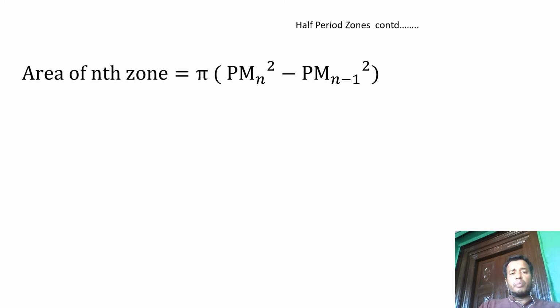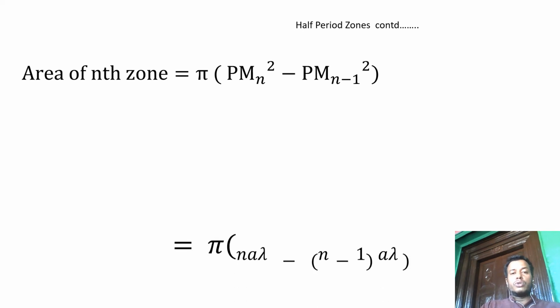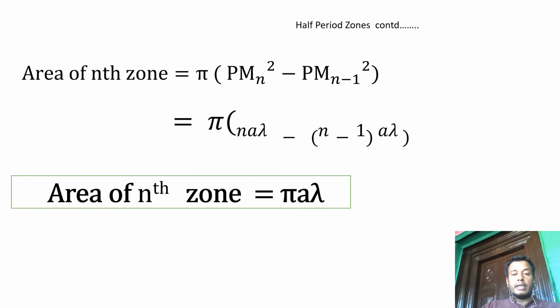ಹಾಗಾಗಿ ಸೊ ಪೈ ಈಕ್ವಲ್ ಟು ಪೈ PMn ಸ್ಕ್ವೇರ್ ಮೈನಸ್ ಪೈ PMn minus 1 ಸ್ಕ್ವೇರ್. n ತೆಗೆದುಕೊಂಡಾಗ ಯೂಶಲಿ ರೇಡಿಯಸ್ ಗೊತ್ತೇ ಇದೆ, PMn ಅನ್ನುವಂಥದ್ದು ಸ್ಕ್ವೇರ್ ರೂಟ್ ಆಫ್ ಎನ್ ಎ ಲ್ಯಾಂಬ್ಡಾ, ಸ್ಕ್ವೇರ್ ಇರೋದ್ರಿಂದ ಸ್ಕ್ವೇರ್ ರೂಟ್ ಹೋಯ್ತು. ಸೊ ಮೈನಸ್ PMn minus 1 ಅಂತ ಇರೋದ್ರಿಂದ ಸ್ಕ್ವೇರ್ ರೂಟ್ ಆಫ್ ಎನ್ ಮೈನಸ್ 1 ಎ ಲ್ಯಾಂಬ್ಡಾ, ಸ್ಕ್ವೇರ್ ಇರೋದ್ರಿಂದ ಹೋಯ್ತು, ಎನ್ ಮೈನಸ್ 1 ಇಂಟು ಎ ಲ್ಯಾಂಬ್ಡಾ ಆಯಿತು. ಸೊ ಹಾಗಾಗಿ ಇಲ್ಲಿ ಪೈ ಎನ್ ಎ ಮೈನಸ್ ಎನ್ ಮೈನಸ್ 1 ಅಂತ ಇರೋದ್ರಿಂದ ಎನ್ ಎ ಕ್ಯಾನ್ಸಲ್ ಆಯಿತು, ಉಳಿದಿರುವಂಥದ್ದು ಪೈ ಎ ಲ್ಯಾಂಬ್ಡಾ ಮಾತ್ರ. ಹಾಗಾದರೆ ನೀವು ಯಾವುದೇ ಏರಿಯಾ ಆಫ್ ಎನ್ ಝೋನ್ ಅನ್ನು ತೆಗೆದುಕೊಂಡರೂ ಅದು ಈಕ್ವಲ್ ಟು ಓನ್ಲಿ ಪೈ ಎ ಲ್ಯಾಂಬ್ಡಾ.